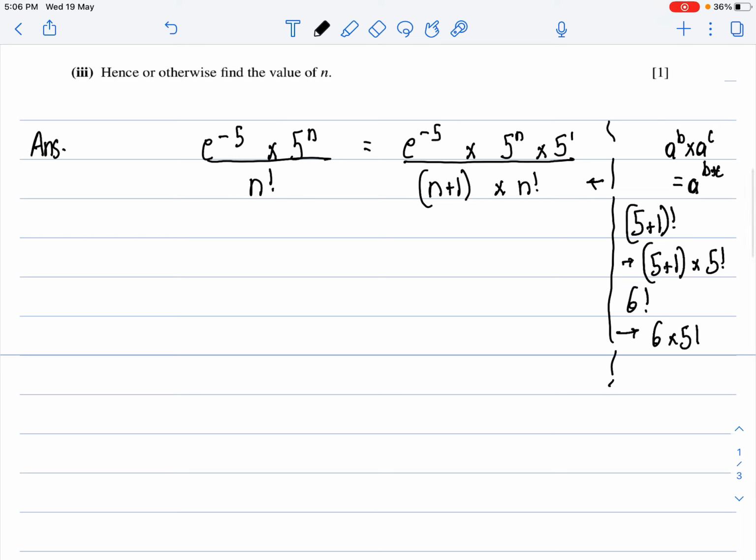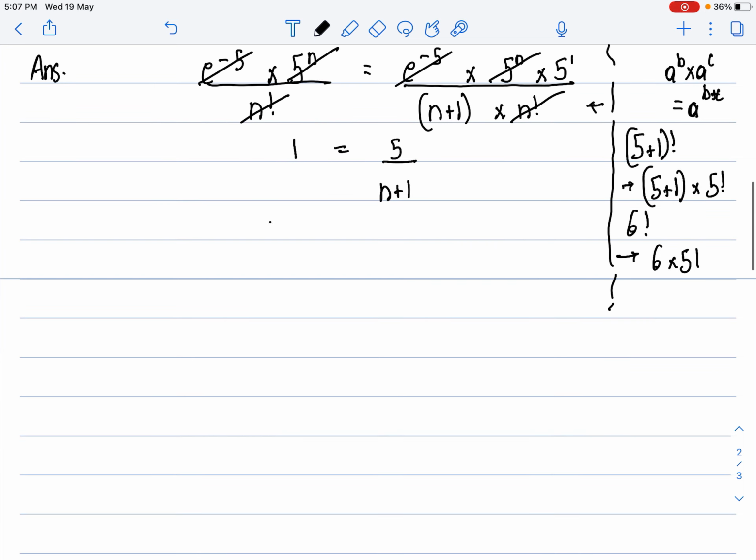So what you can do is cut e raised to minus 5 here, cut n factorial here, and cut 5 raised to n on both sides. So you're left with 1 equals 5 over n plus 1. So I can state that n plus 1 is equal to 5. So n equals 5 minus 1, which is 4. Okay.